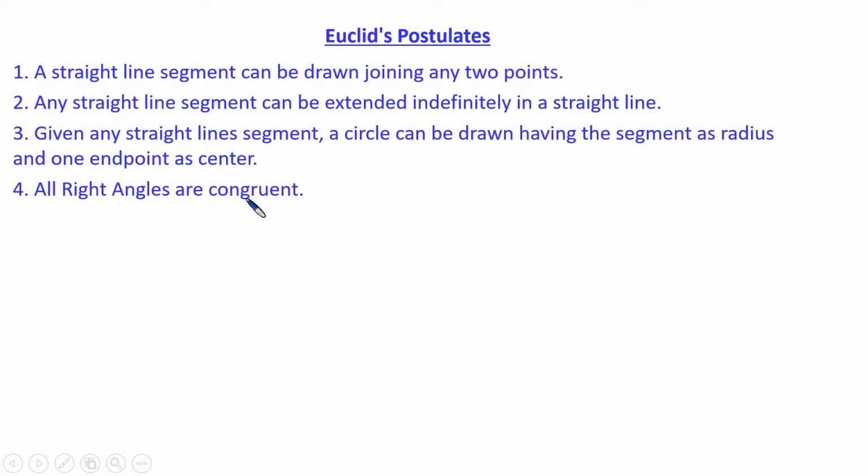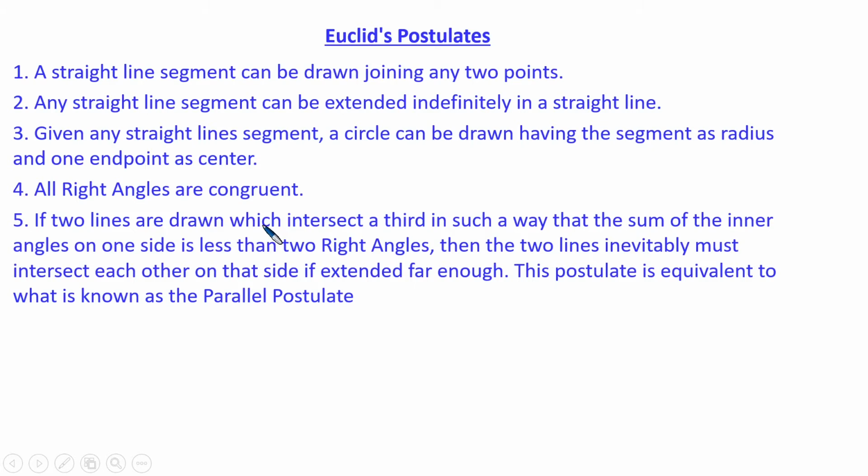All right angles are congruent. So right angle means 90 degrees. So all right angles are 90 degrees. They are all congruent, the same angle. Now suppose you draw two lines parallel. If they are parallel, they will not intersect.